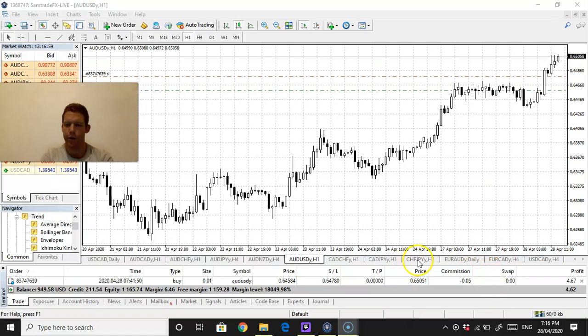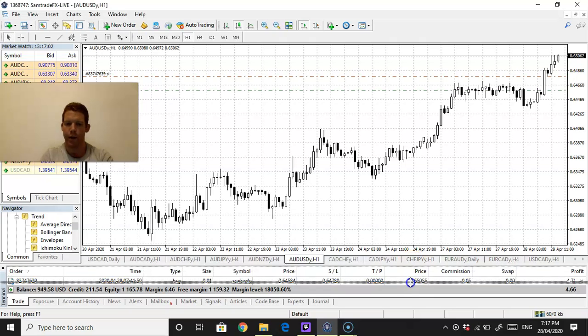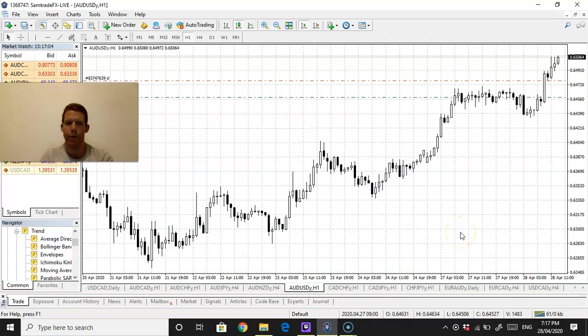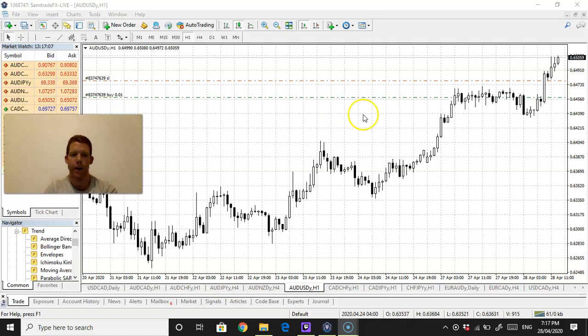And we have an open trade here. I'll just tuck this away. Very small client account. We are into the Aussie dollar. Let me show that. This is the trade.